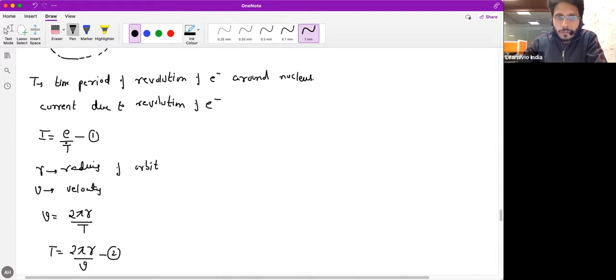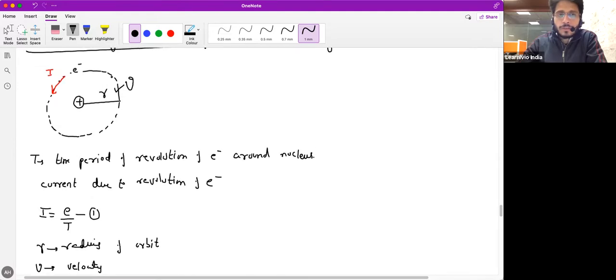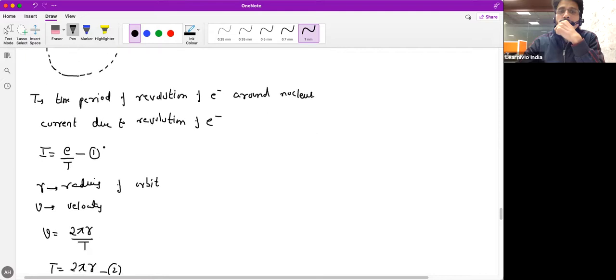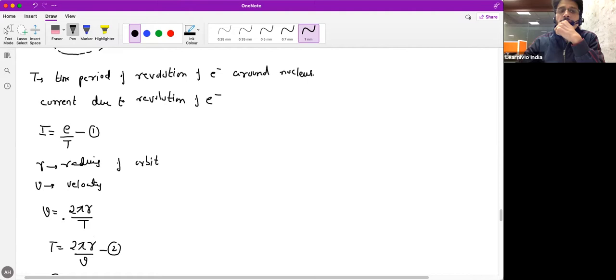Next, we have to calculate this time period in terms of speed. Abdullah, if this charged particle, the electron, is revolving with a velocity v, how much is the distance covered by the electron in one complete revolution? 2 pi r. And the time taken is T. Can you write v in terms of 2 pi r and T? Velocity is distance by time. So we can get the value of T from here, right? It's 2 pi r by v.